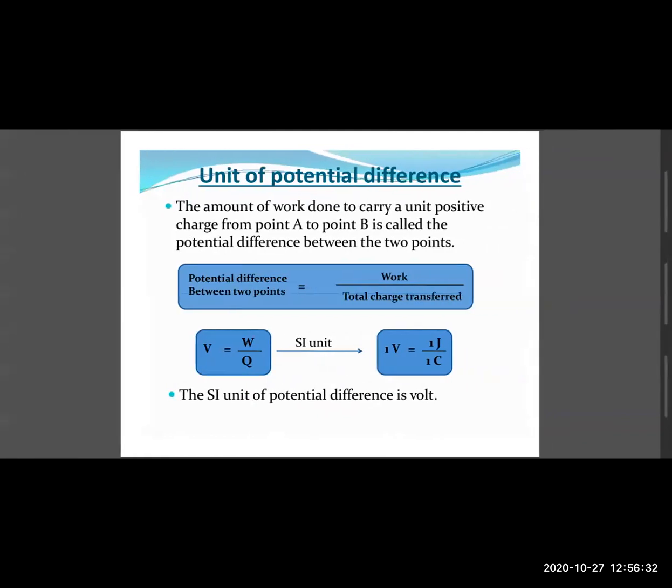Then we have seen the units for potential difference, right? So potential difference between 2 points is the ratio of work and total charge transferred. Means potential difference V is equal to W, that is work, divided by total charge transferred, that is Q. So V equals W upon Q. And if you substitute all of their SI units, the voltage or potential difference is given by the unit volt, work is given by the unit joule, and charge Q is given by the unit coulomb. Okay, so 1 volt equals 1 joule upon 1 coulomb.